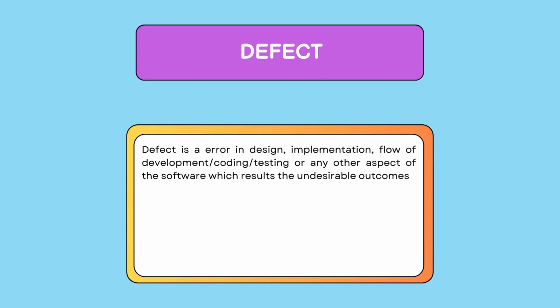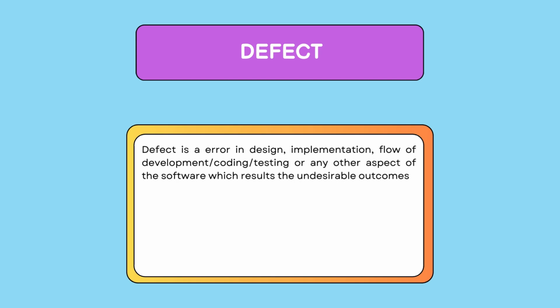Simple. So let's move to the next term, that is defect. A defect is an error in design, implementation, flow of development or coding, or in testing or any other aspect of the software which results in undesirable outcomes. So if someone asks you about a defect, then you can say its general meaning. It's an error which results in an undesirable outcome. And the error could be anything and anywhere. So that's the defect which causes the undesirable output.